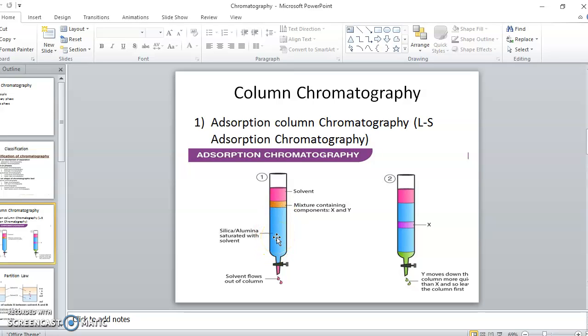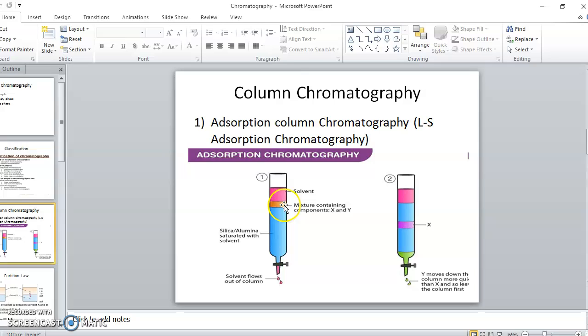Now we have the components to be separated. Let us say the components are X and Y. The components are taken along with a solvent. The solvent which contains the components to be separated is called the mobile phase. So here you have the solvent, then here you have a mixture containing the components X and Y. Now what happened?